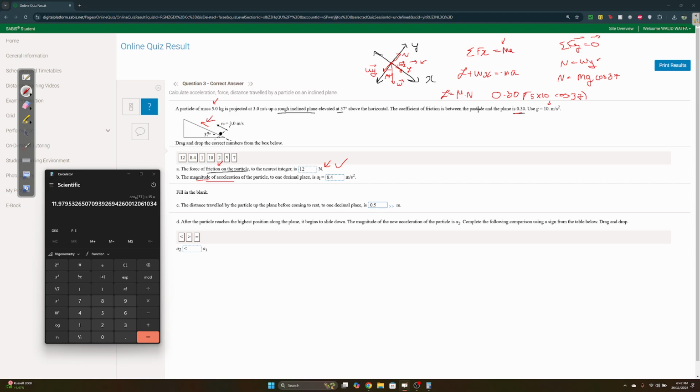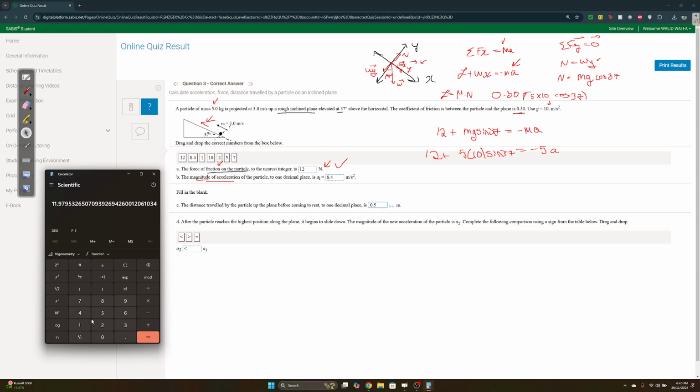The magnitude of the acceleration. Okay, so this one obviously we can't use sigma Fy, but we can use sigma Fx for the magnitude of acceleration. F plus Wx equals ma, right? F we said is 12. Wx is mg sine 37, right? Because the weight is mg and it's the x component, so we use sine because the angle is with the vertical, equals negative ma, and then we substitute. So 12 plus mg, the mass is 5, g is 10, sine 37 equals negative 5a.